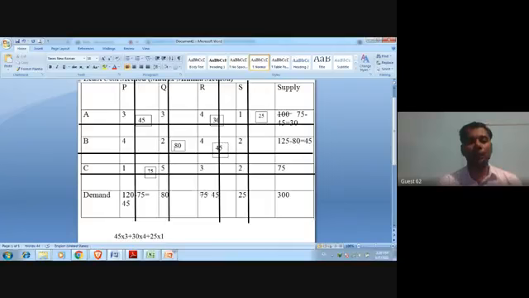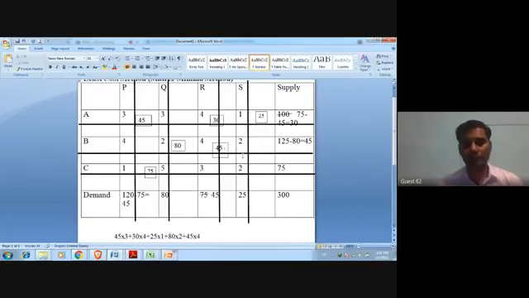This warehouse Q has 80 units. So plus 80 into, and what is the per unit cost? The per unit cost is 2. So we will multiply by 2. Again, plus warehouse R has 45 units, and so we will multiply 45 units. What is the per unit cost? The per unit cost is 4. So we will multiply by 4.